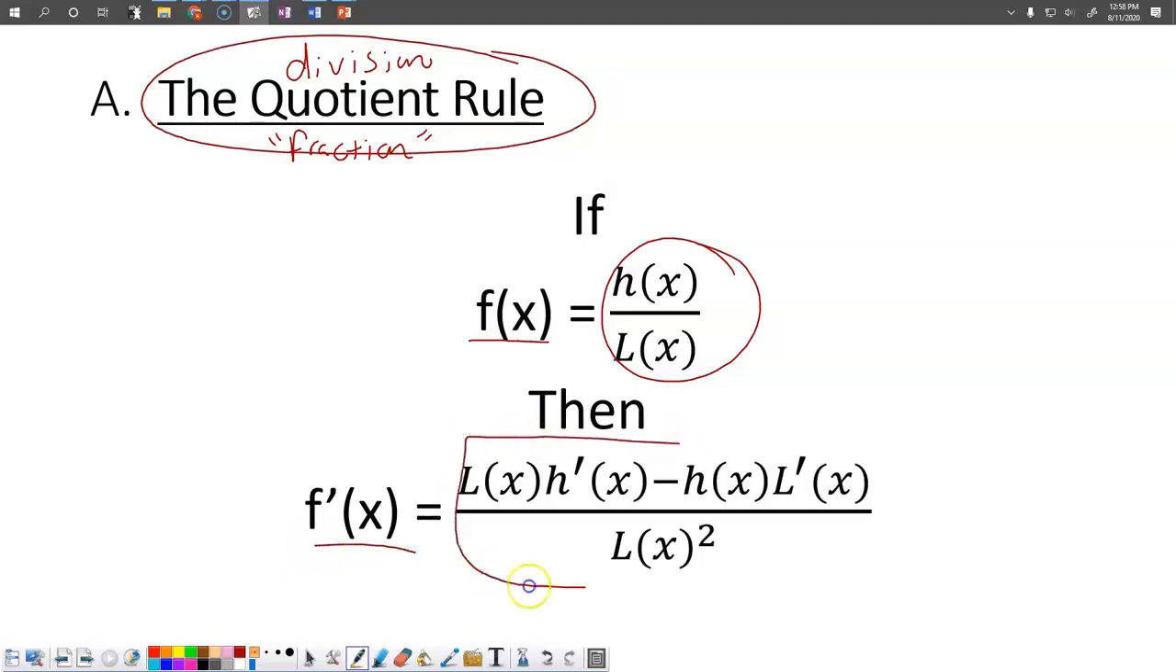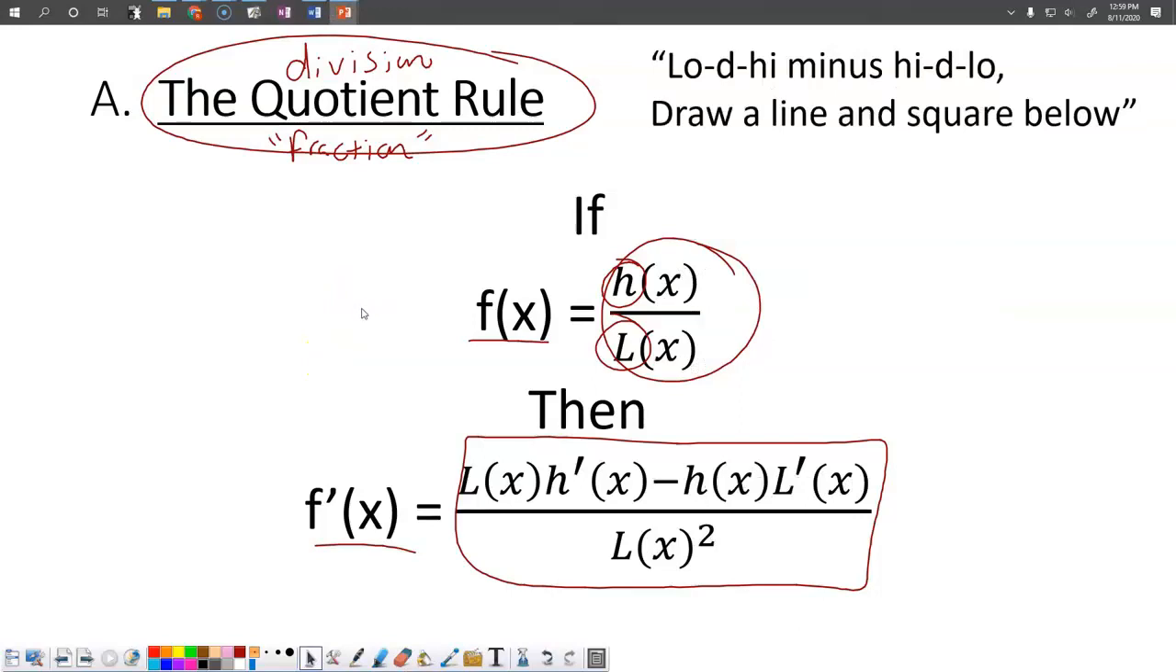Now here it is. It looks really ugly, but there's actually a really cool little rhyme that goes with it. So I picked the letters of these functions on purpose. The H stands for high. The L stands for low, for obvious reasons, right? I call the H the high one because it's on top, and I call the L function the low one because it's on the bottom. So I want to share with you guys a really neat way to memorize this particular derivative rule.